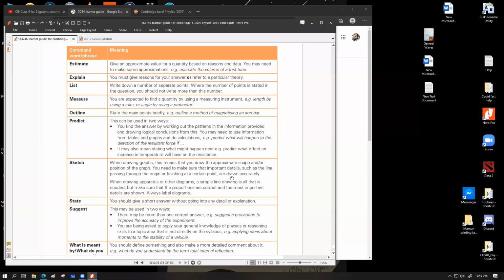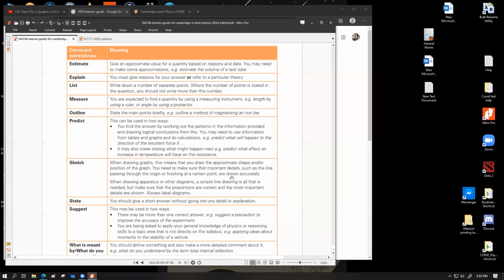Sir, yes. Here it is written that you should give us a short answer without going into any details or explanation. But in exams they often say write this question's answer in details. So why is it written here that you should give a short answer? Which bullet point are you talking about? No, state. Okay, so you can give a short answer without going into detail.